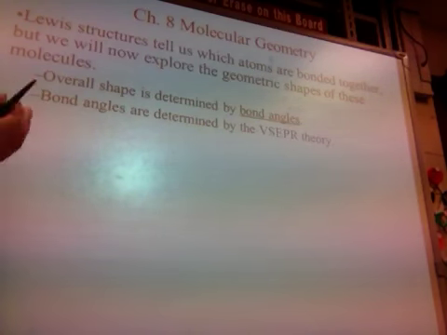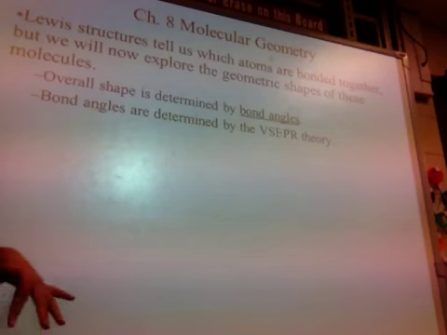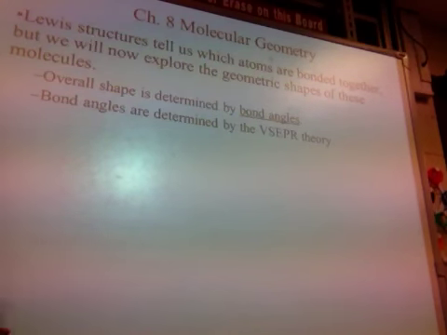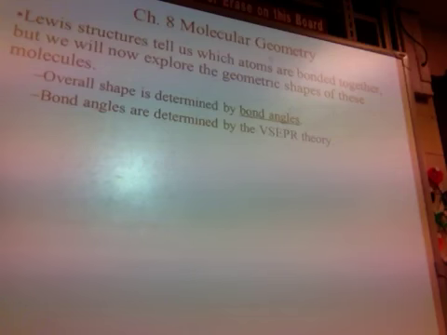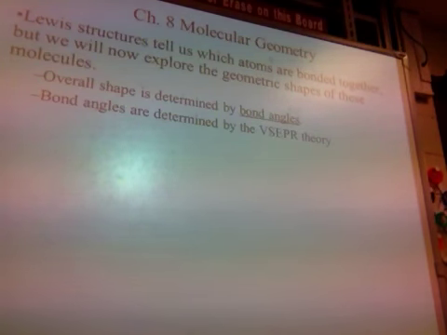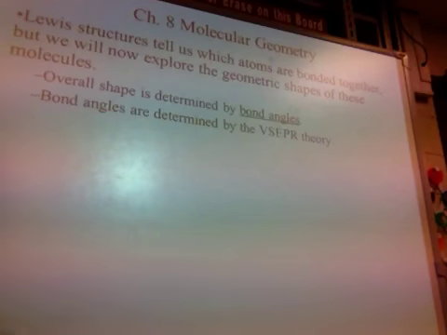Now, bond angles are determined by something called VSEPR theory, which we'll talk about in just a second. But all this means is bond angles are determined by the amount of repulsion between electrons. That's it. So these electrons are repelling one another. They want to push far away from one another. So because they're repelling, the amount that they repel is going to determine the angle at which these other atoms are going to be surrounding the central atom.